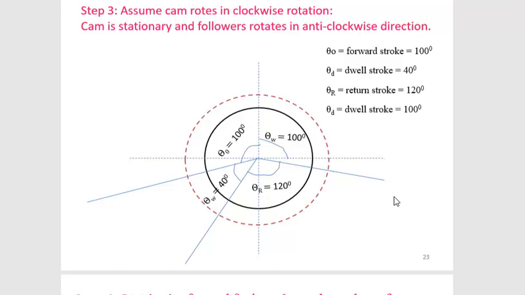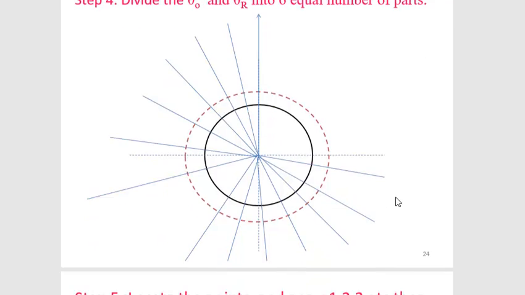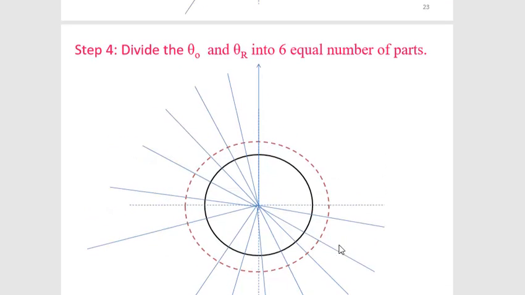Once I have drawn this, I will divide the forward stroke and the return stroke into 6 equal parts. You may remember that this is the same number of equal parts that we divided our displacement diagram into. We divided the forward stroke of the displacement diagram into 6 parts, and that's why the forward stroke in the cam profile will also be divided into 6 equal parts. Same is the case with the return stroke as well.